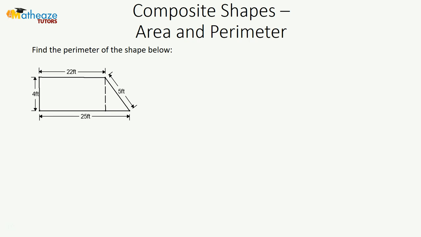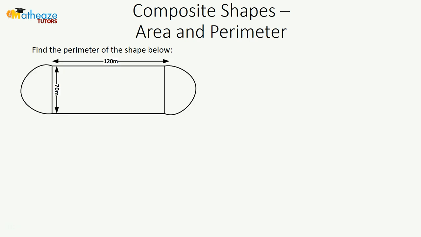Now we're going to get the perimeter of this shape as well. So the perimeter is going to be, we're going to start from this point here, 22 plus 5 plus the length of this whole thing here is 25 plus 4. 22 plus 5 is 27 plus 25, 52 plus 4 is going to give us 56 feet. So the perimeter of this shape is 56 feet.